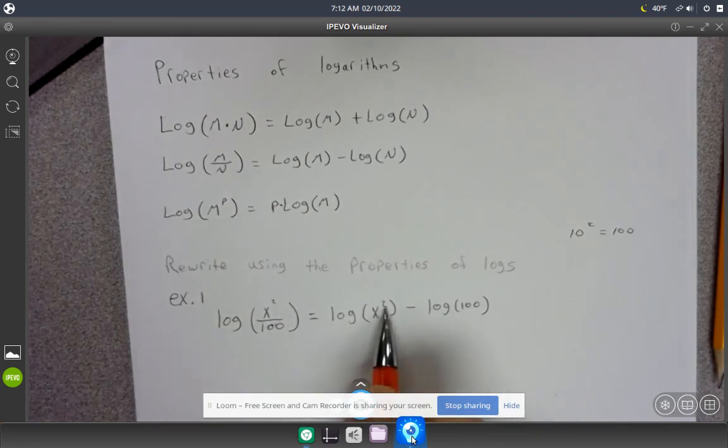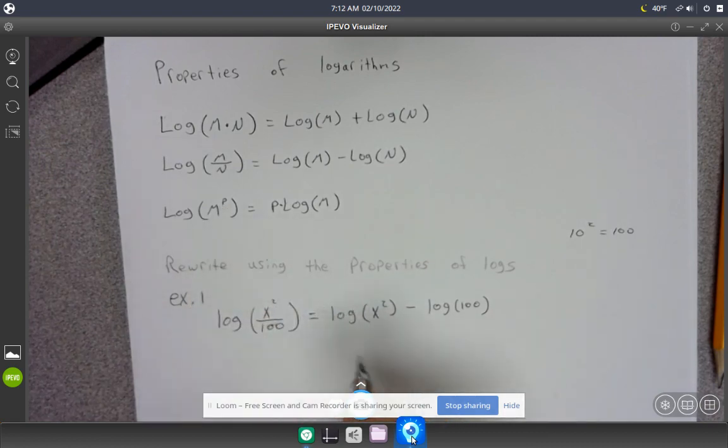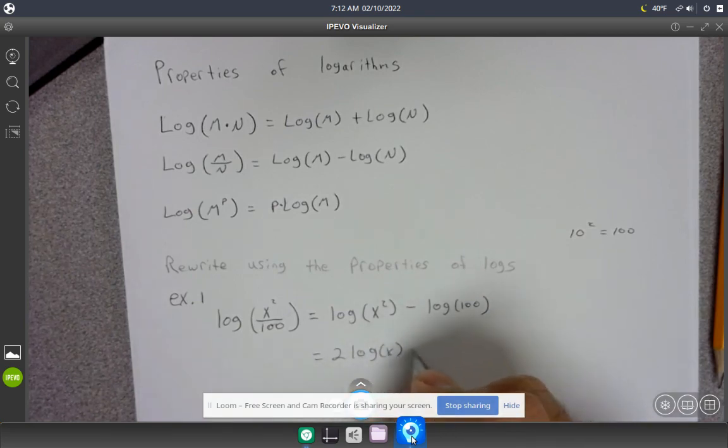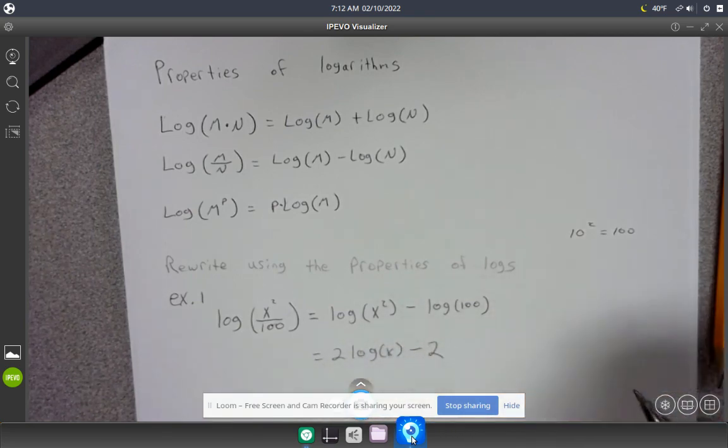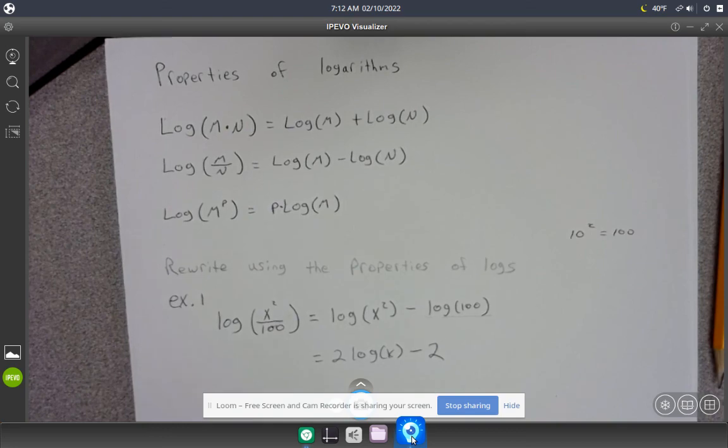All right, for this one, the log of x squared, I can use my little exponent property and bring that 2 out front. So it's going to be 2 log x minus 2, because this part right here is just equal to 2. All right, and that's as much as I can do with that one. I won't simplify any further.